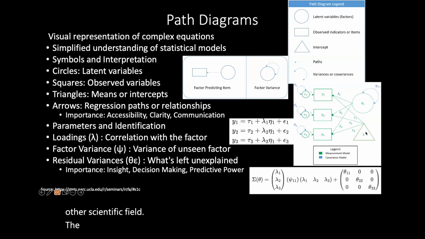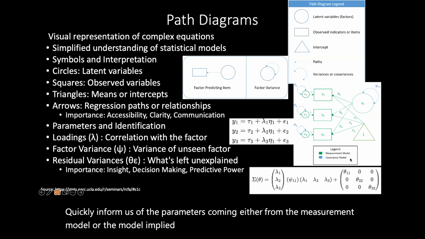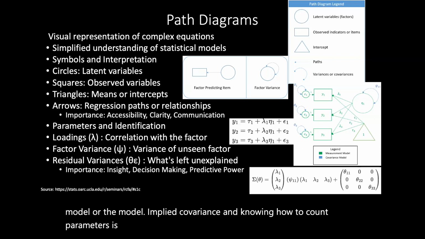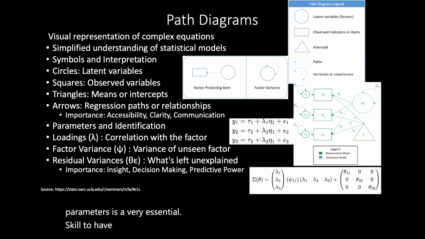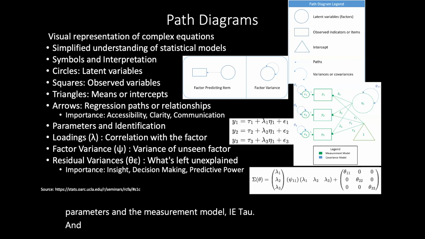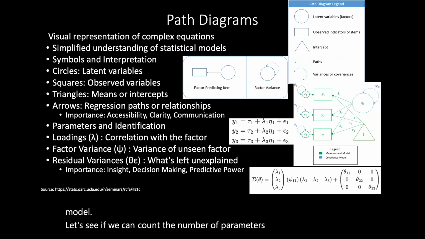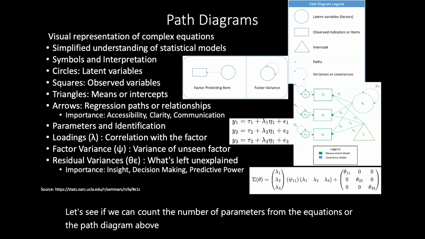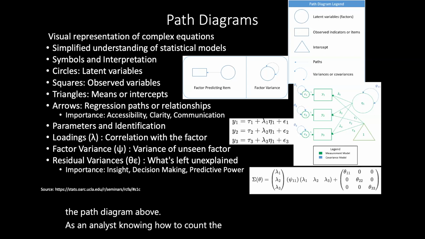The path diagram and the equations quickly inform us of the parameters coming either from the measurement model or the model implied covariance. And knowing how to count parameters is a very essential skill to have in confirmatory factor analysis. Traditionally, we disregard the parameters in the measurement model, i.e. tau, and here we're going to focus on the parameters from the covariance model. Let's see if we can count the number of parameters from the equations or the path diagram above. As an analyst, knowing how to count the parameters is crucial in understanding this CFA concept called identification, which is going to be the subject of the next video.